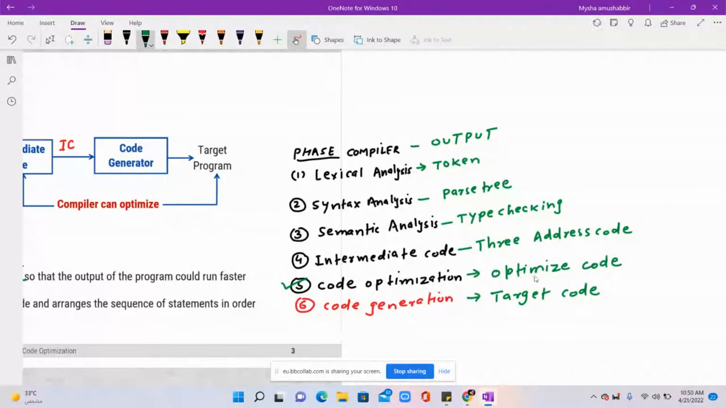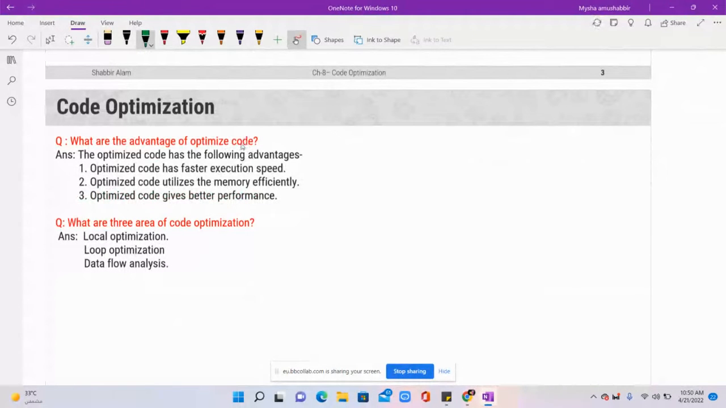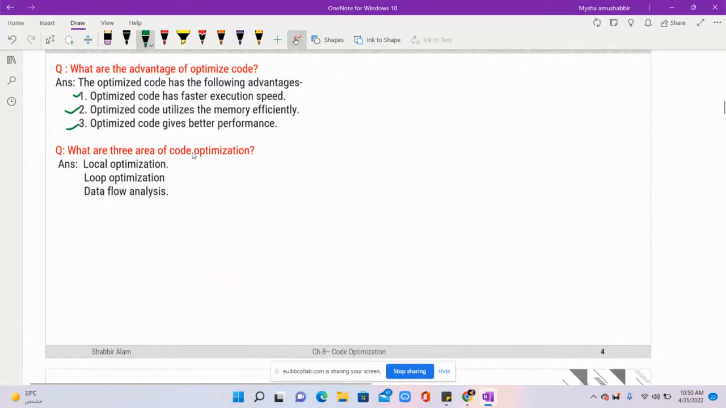So now we are discussing code optimization, that is the optimized code. The second question is, what are the advantages of optimized code? The first advantage is optimized code has faster execution speed. That means optimized code is faster. Optimized code utilizes the memory efficiently. That means it takes less space. And optimized code gives better performance. So these three are the advantages of optimized code. Now, what are the areas of code optimization? There are three areas of code optimization: first, local optimization, loop, and data flow analysis.